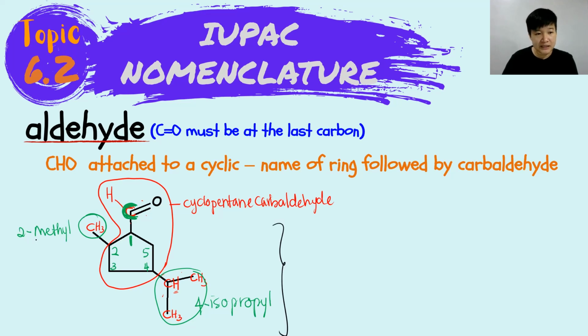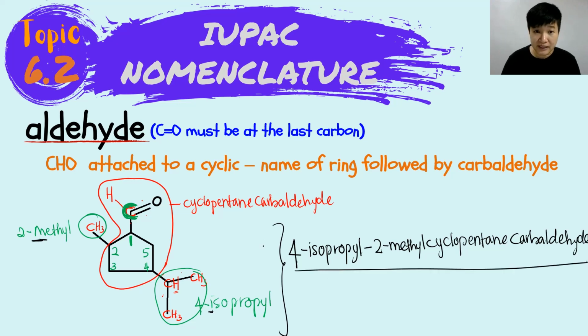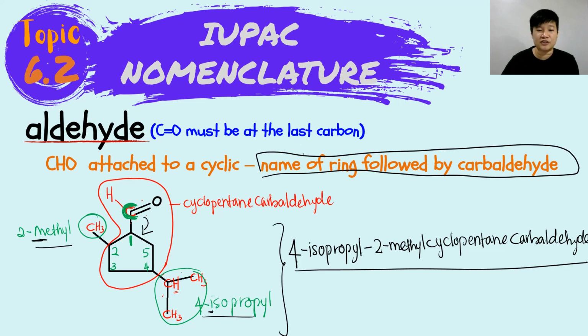Same thing, alphabetically, does M come first or does I come first? Obviously, I comes first, therefore, 4-isopropyl, 2-methyl, cyclopentane, carbaldehyde. And that is the complete name of your aldehyde that is directly attached to a ring with some substituents. Simple? Easy. So I hope right now you can write the name of your aldehyde that is attached to a ring.